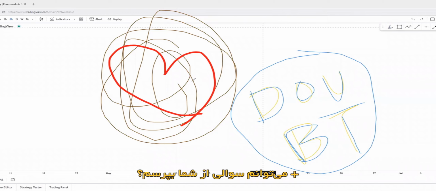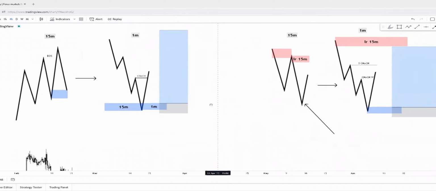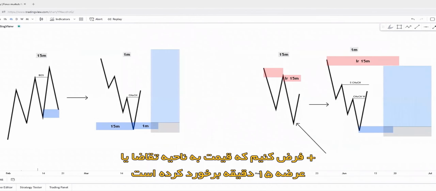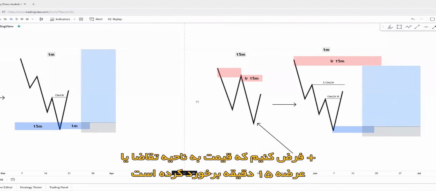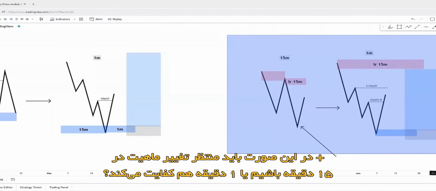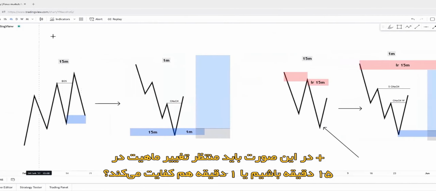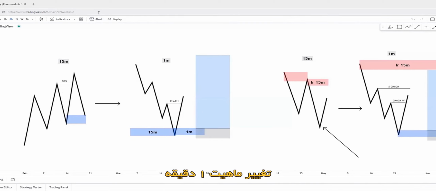Sir, can I ask you something? Of course. Let me hear the question. Sir, if price, let's say price tapped into our 15-minute zone, it either be supply or demand. If price tapped into that 15-minute zone, should we wait for the 15-minute change of character or is 1-minute change of character more than enough? 1-minute change of character. Okay.